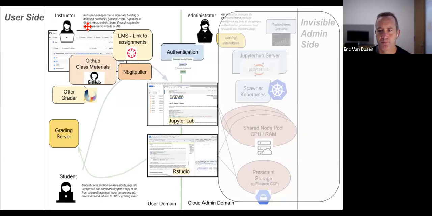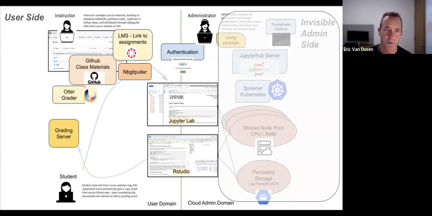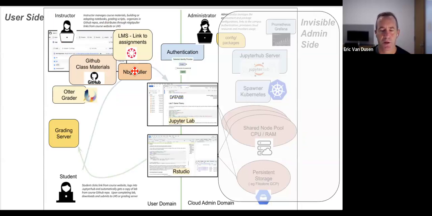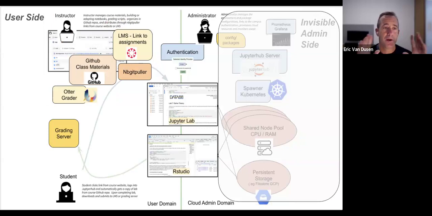The professor's up here, and the professor is managing materials in a GitHub, making links to assignments. Maybe they're doing some auto grading. That's a whole other part of it as well. And then they're making these links we call nbgitpuller links, where they just put this link in their LMS that says assignment one. The student clicks the assignment one link, and they just end up in JupyterLab.